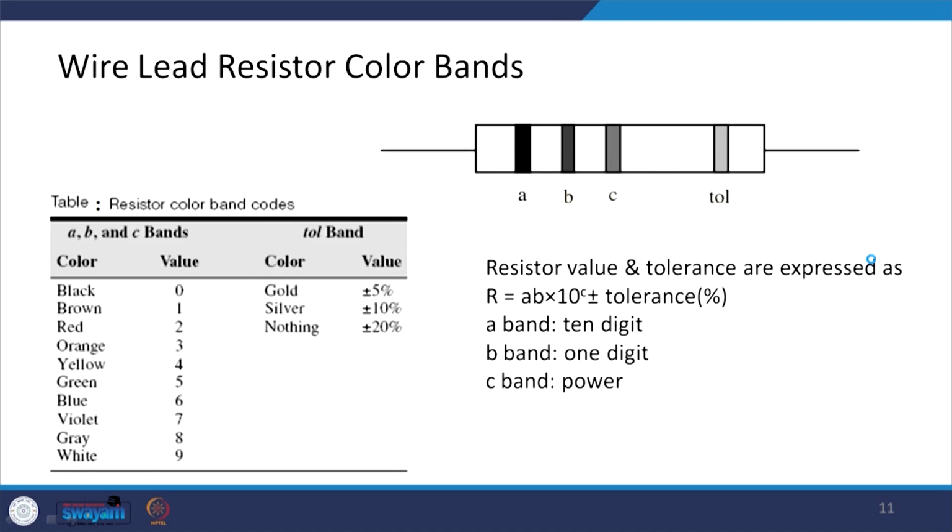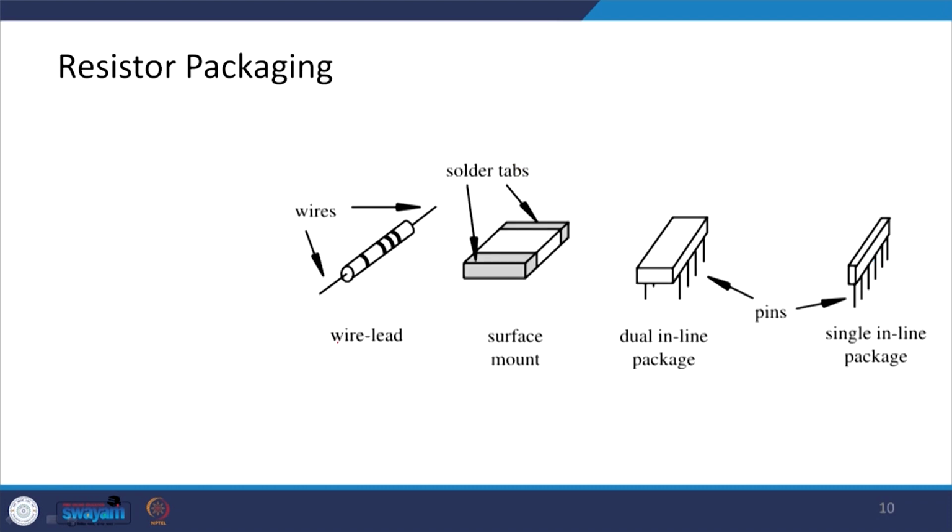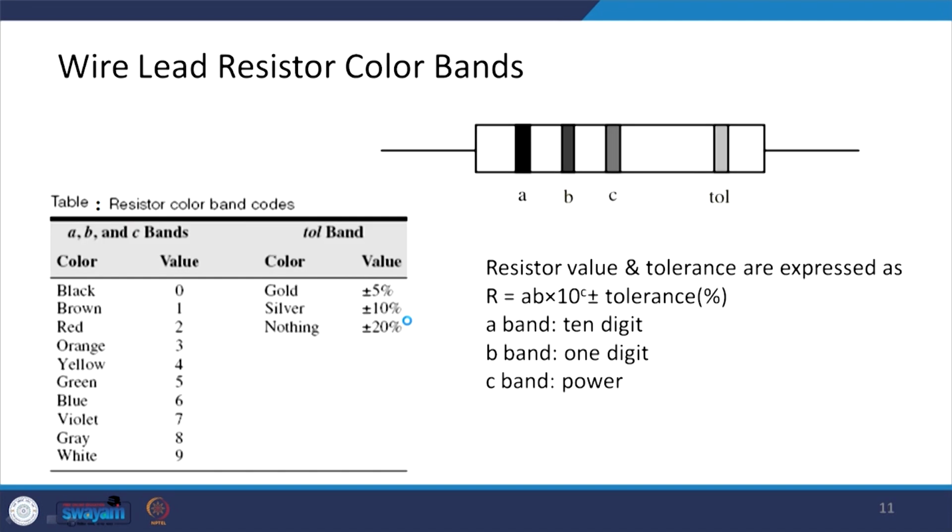Coming back to the first case which I was talking to you about, that is the wire lead type. If we look at the wire lead resistor, there are different color bands in it. You can see A, B, C, and then after a gap there is another band which we call the tolerance band. So, with the help of the color bands you can measure the value of the resistor, which we measure in terms of ohms.